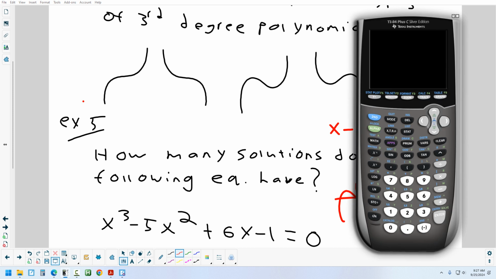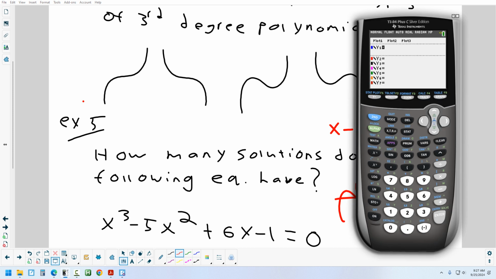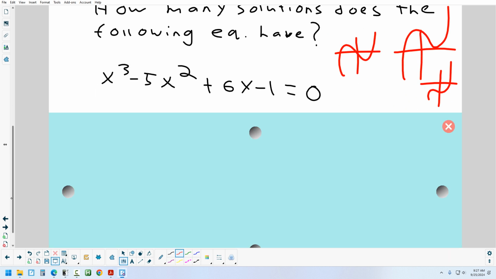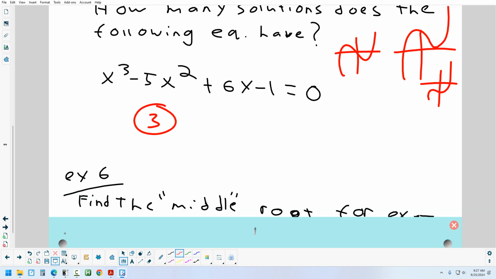All right, so let's graph that. So we've got x cubed minus 5x squared plus 6x minus 1. And I think looking at that, that's a pretty good window. How many times does it cross the x-axis? 3. Yeah, there's 3 different numbers you could plug in for x, and it would come out to 0. So it crosses 3 times.